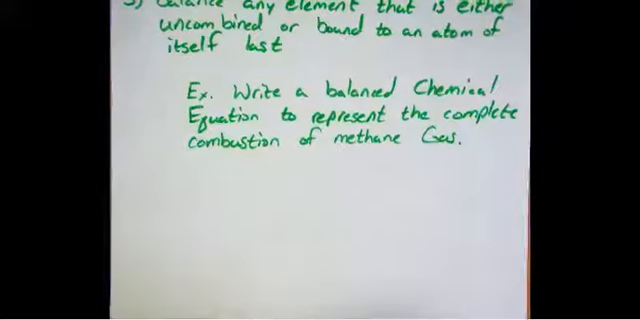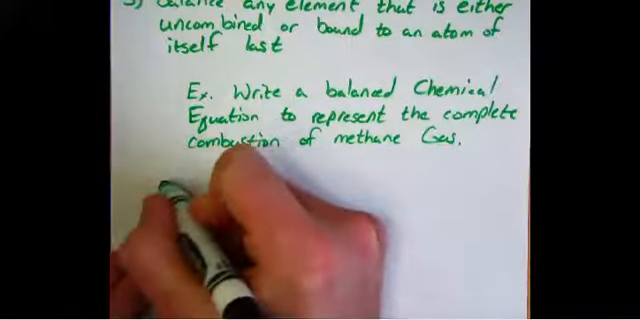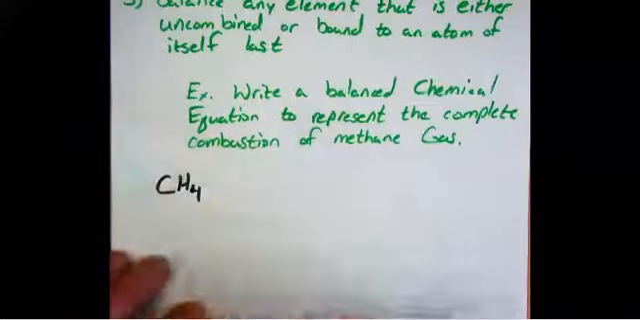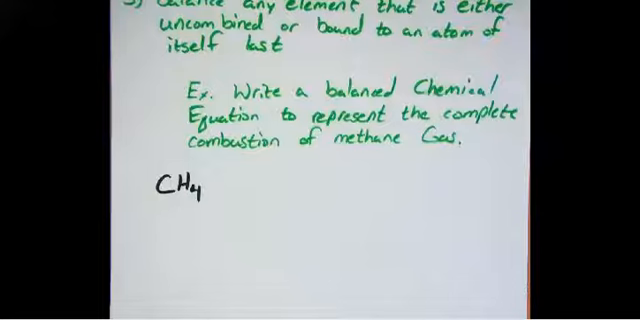The sample problem says write the balanced chemical equation to represent the complete combustion of methane gas. Now, methane gas, chemical formula CH4. Since we know that a combustion reaction always, for the most part, has the same reactants and products, we are going to be able to write the equation for this reaction based on just this.